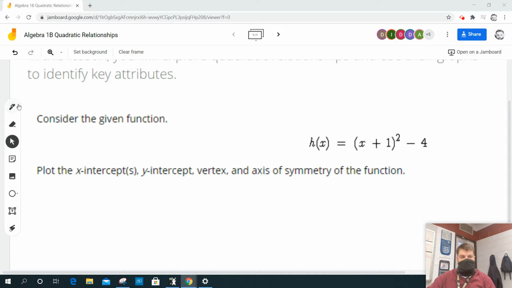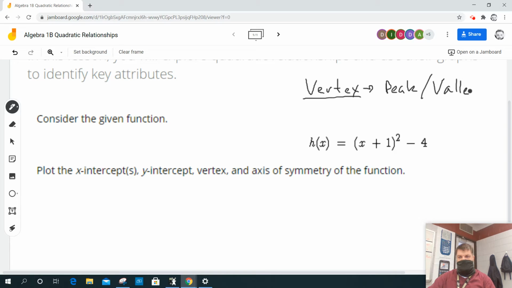So first and foremost, what I want you guys to realize is that this is written in the vertex form. Now, we call it the vertex form because we know what the vertex is. Now, the vertex is what we call like the peak or the valley. That's kind of the student way of thinking of it. But actually, it's the maximum y value or the minimum y value of the quadratic.